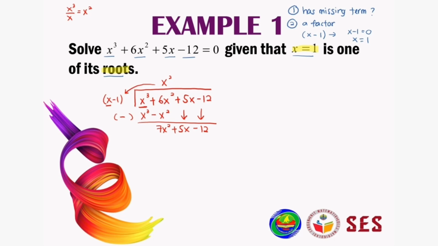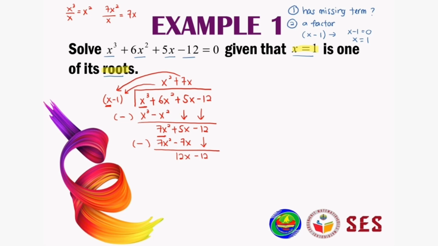Again, we are going to repeat the same step as before. Now 7x squared will divide with x. 7x squared divided by x will give us 7x, and we write down positive 7x on top here. Again, we multiply 7x with x minus 1. This will give us 7x squared minus 7x. Again, we use the minus sign. So 7x squared will cancel off with 7x squared. 5x minus negative 7x will give us 12x, and we bring down negative 12.